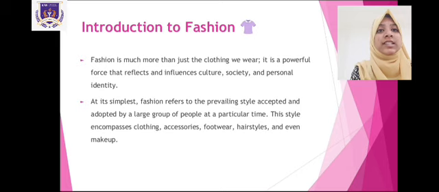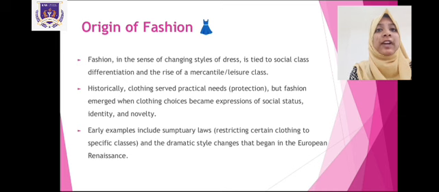At its simplest, fashion refers to the prevailing style accepted and adopted by a large group of people at a particular time. This style encompasses clothing, accessories, footwear, hairstyles, and even makeup. The origin of fashion: fashion, in the sense of changing styles of dress, is tied to social class differentiation and the rise of the mercantile leisure class.